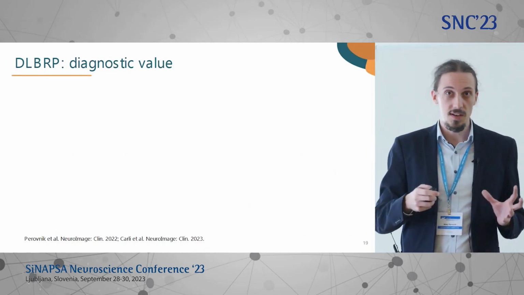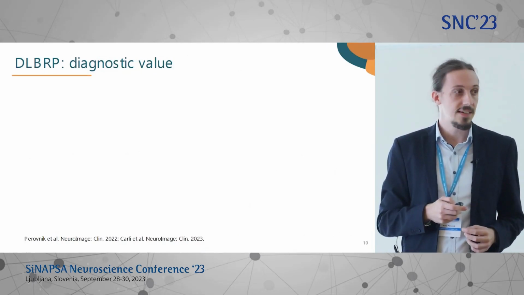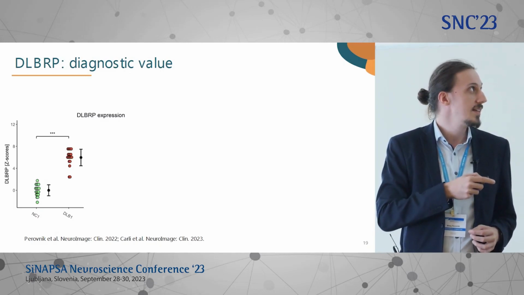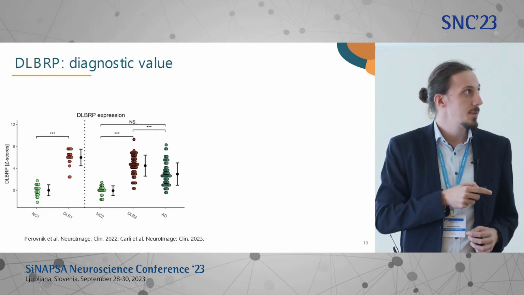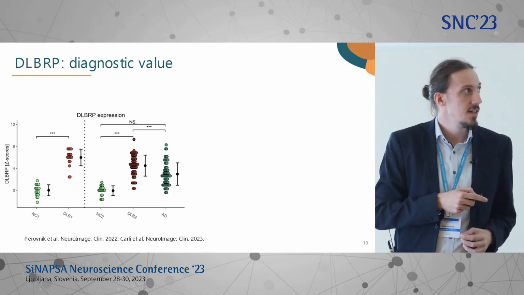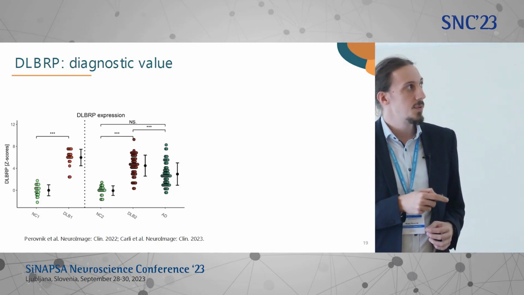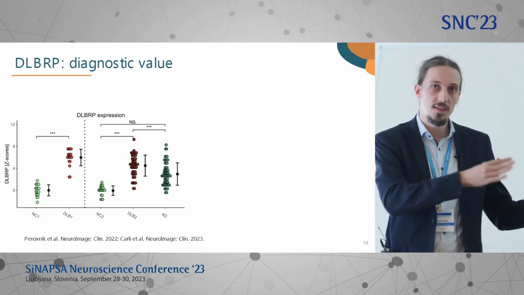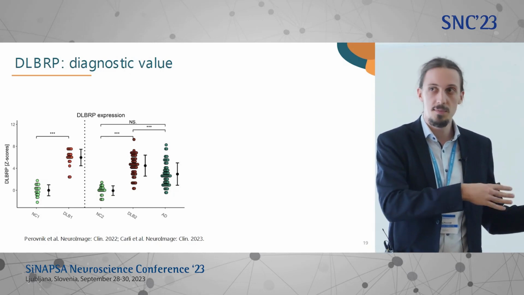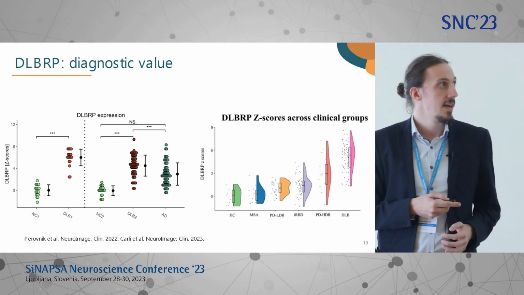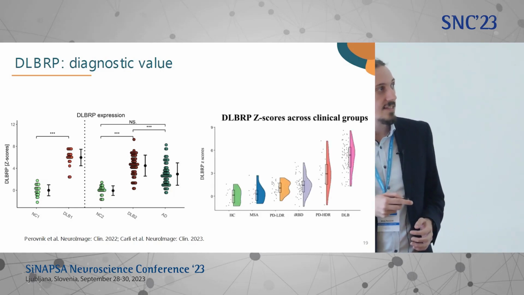However, it was shown in single-center data that it bears diagnostic value to distinguish healthy controls from DLB, and DLB patients from patients with dementia due to Alzheimer's disease. So there is a lot of overlap between these two, because DLB is on one hand related to Alzheimer's disease, Alzheimer's dementia, and on the other hand to Parkinson's disease. This is what they looked at in this study.